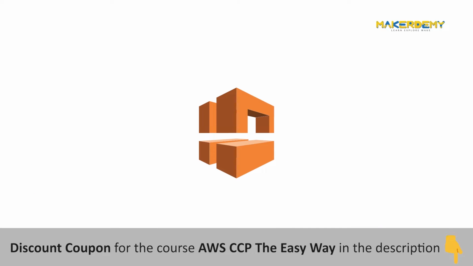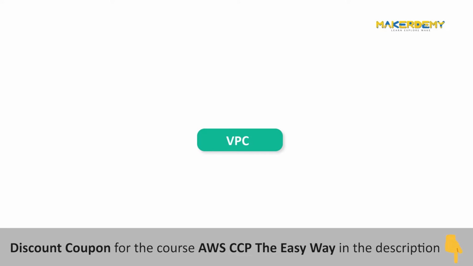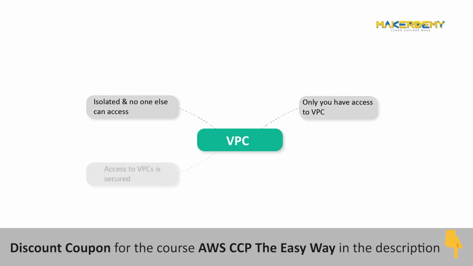A VPC resides inside of the AWS cloud, and it's essentially your own isolated segment of the AWS cloud itself. Now, by default, when you create your VPC, the only person that has access to this is your own AWS account, just you. It is totally isolated and no one else can gain access to your VPC other than your own AWS account.